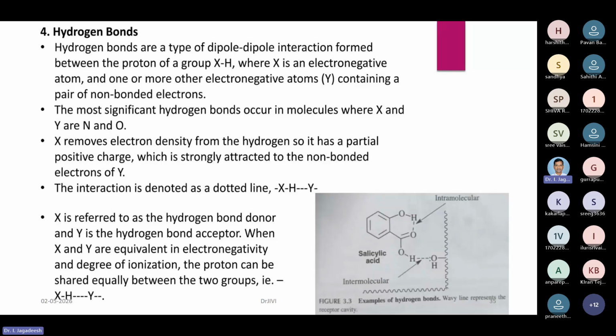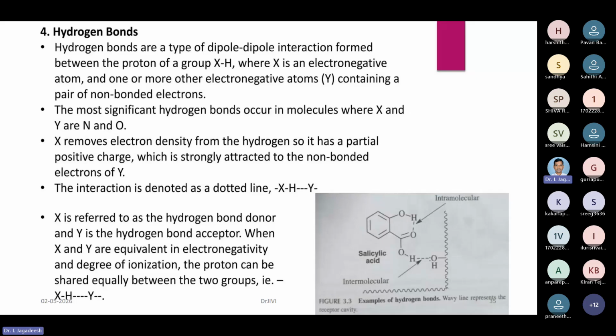The fourth one, very important in our drug design, is the hydrogen bond. Hydrogen bonds are a type of dipole-dipole interaction formed between an electronegative atom containing one hydrogen, and one or more electronegative atoms that are present with non-bonded electrons for pairing. The most significant hydrogen bonds occur in molecules where the electronegative atoms are nitrogen and oxygen. We can call them X and Y, or name them any way we like to designate.